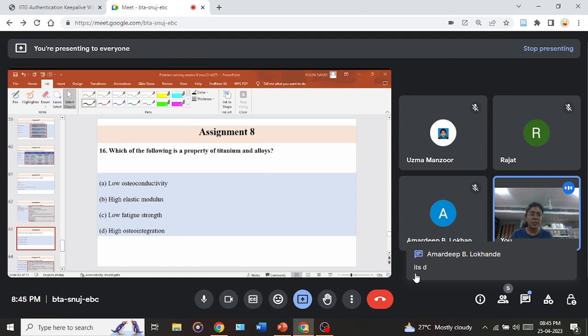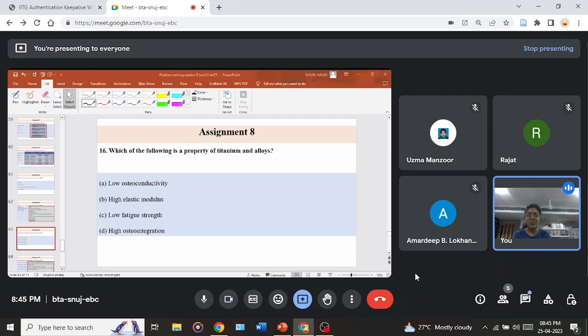strength? High, okay. Amardeep is now saying it's D. So for all of the options, you are saying B, C, D, high osteointegration. Do you think we want a high osteointegration? Actually, osteo refers to osteocytes, the bone cells, right? So bone cells are actually osteocytes. So do we want high osteointegration when we are using a knee replacement made of titanium and alloys?